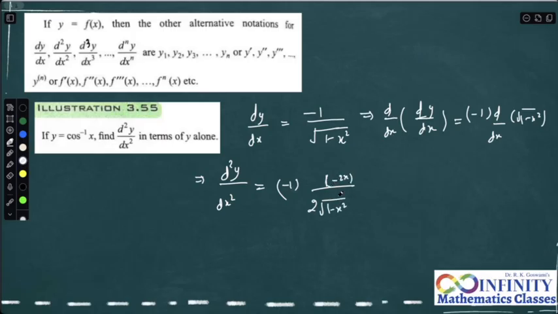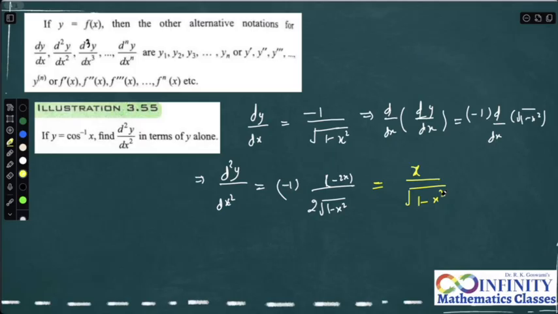Okay. So this will be your answer, but this answer is incomplete. My answer was 1 upon 2 into 1 minus x squared to the power of minus 3 upon 2. This is going to be the answer. Am I right? The second derivative, double derivative actually. Okay.